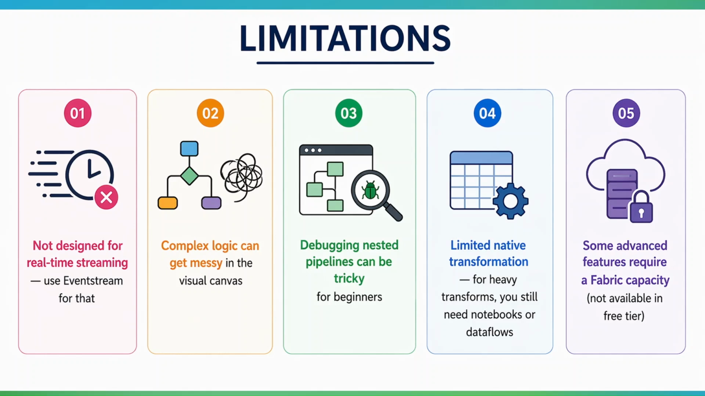The fourth one is limited built-in transformation. For heavy data reshaping, you still have to use notebooks or data flows. Pipelines alone are not enough for advanced transformations. And some advanced features require Fabric capacity or premium features, which are not available in the free trial. You will need Fabric capacities for those.